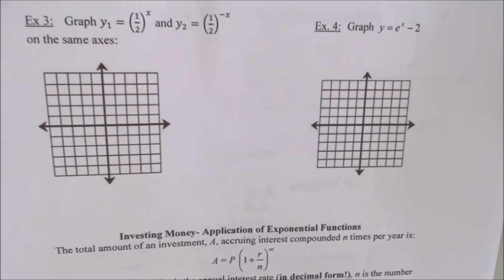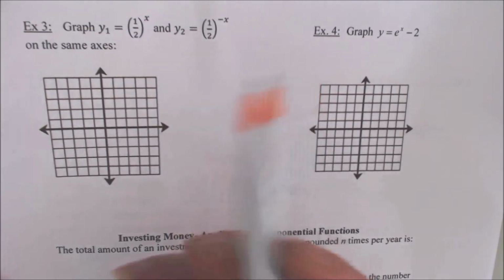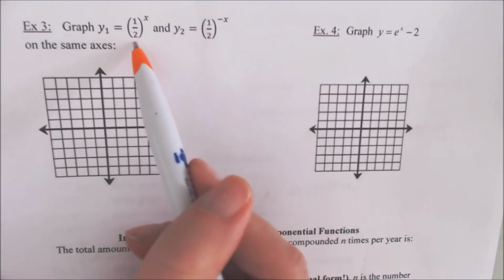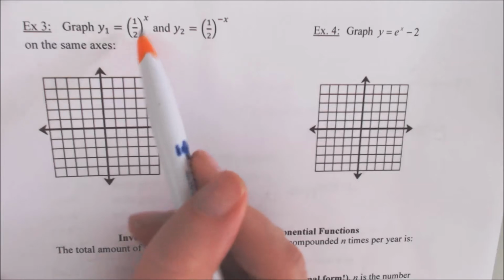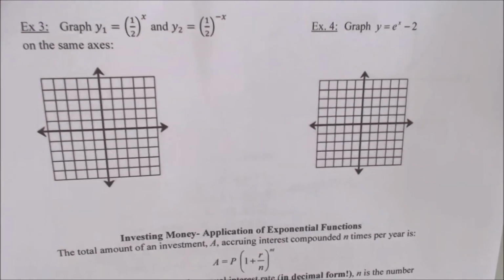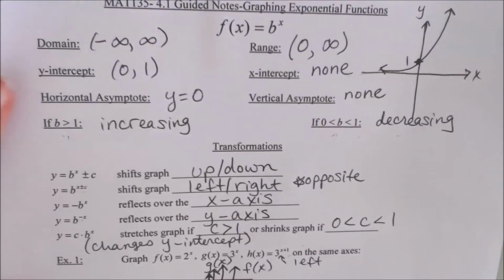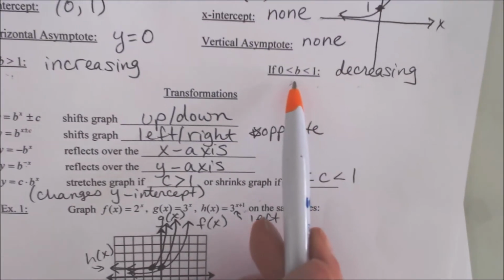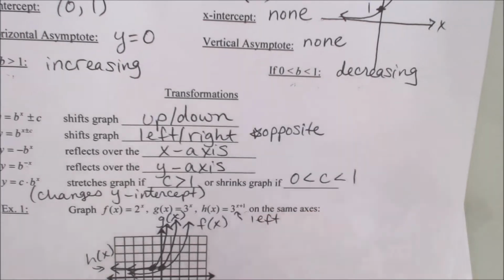Okay, let's take a look at example 3. So now we're looking at the graph of the function y equals 1/2 to the x power. So what do you notice about the base here? The base is a fraction less than 1, right? So we said just a couple minutes ago that if the base is a fraction between 0 and 1, instead of increasing, it's going to be a decreasing function.